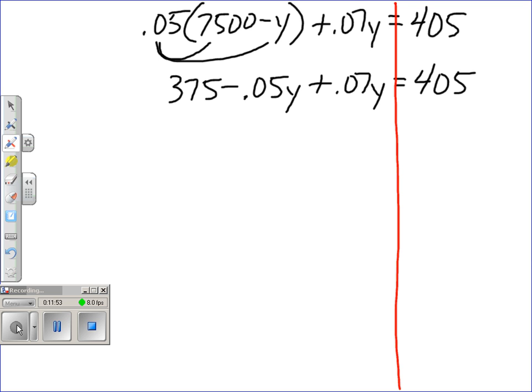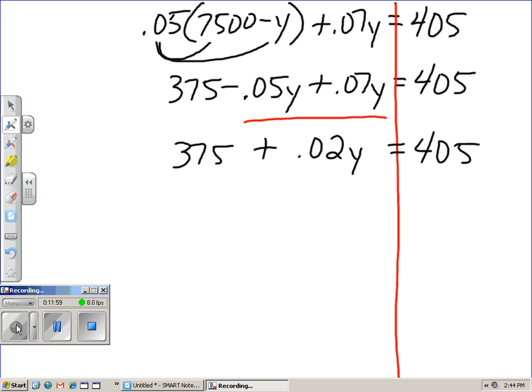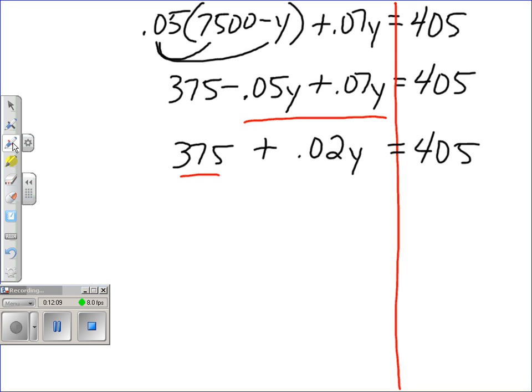Remember to keep both sides separate. I have like terms right here. I have a y and another y that I can put together. So now I have 375 plus 0.02y, because it's 0.07 minus 0.05, equals 405. Remember, when you have a choice of what to get rid of, get rid of what's furthest from your y. This is a plus 375. How do I get rid of plus? I subtract 375 from both sides.